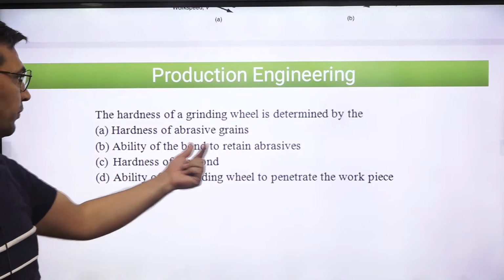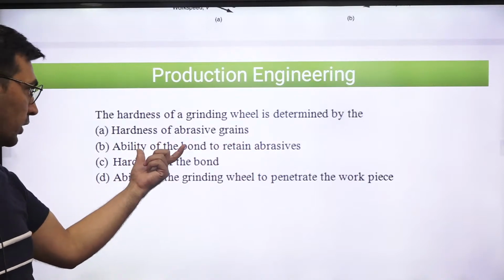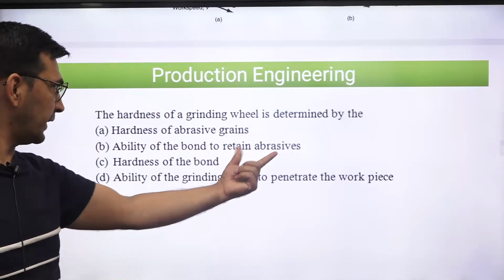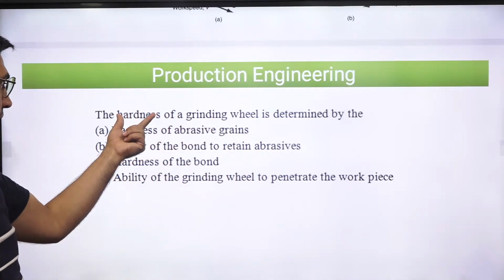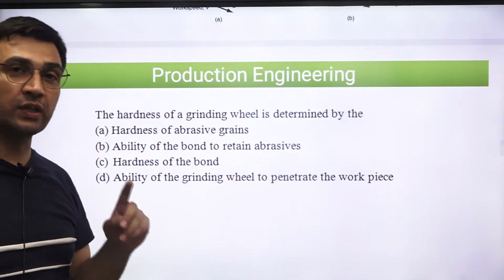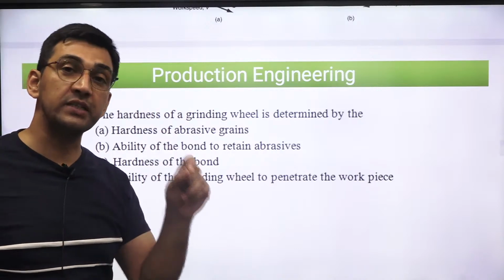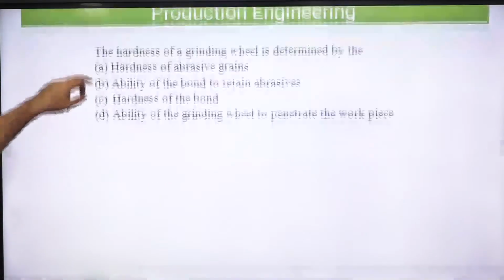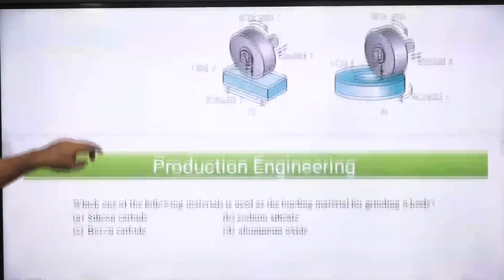Okay, ability of the bond to retain. If a bond strength is more, it means it will retain those abrasive particles. That means it is more hard. So this term has nothing to do with the hardness of the abrasive grains itself. ये ध्यान रखना. So B is going to be the correct option.